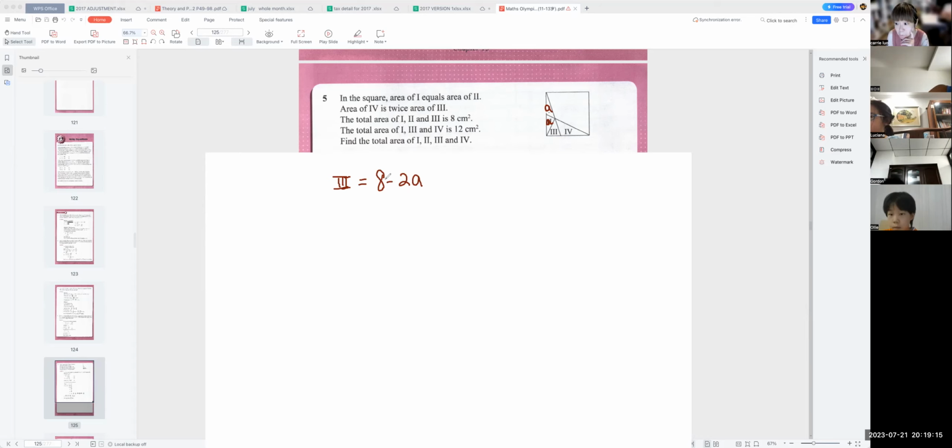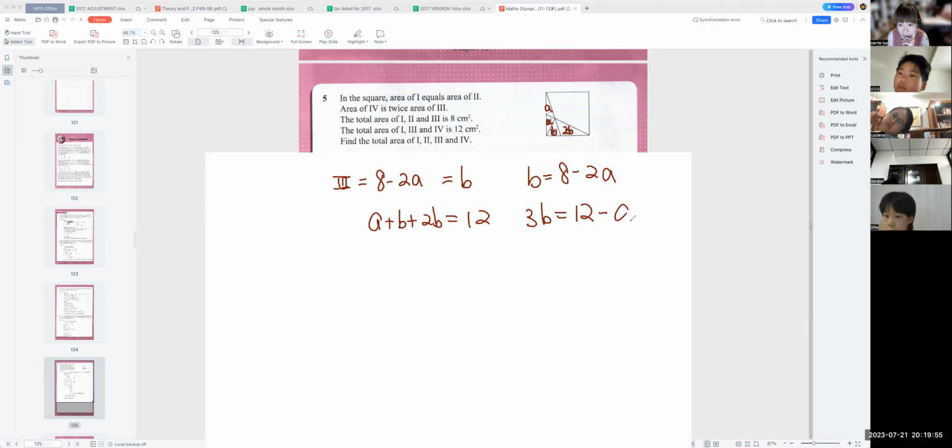Correct, everybody? Okay, so now let's see. Because we know 3 and 4 is twice the relationship. So if I say 3 is b, then 4 is 2b, correct? Okay, so now we have what? We have b equals 8 minus 2a, right? And also we have another one: 8 plus b plus 2b equals 12. Correct? Okay, so now we have b equals 8 minus 2a and 3b equals 12 minus a.